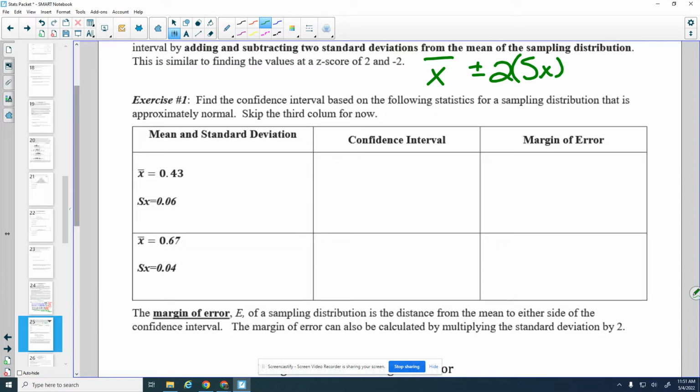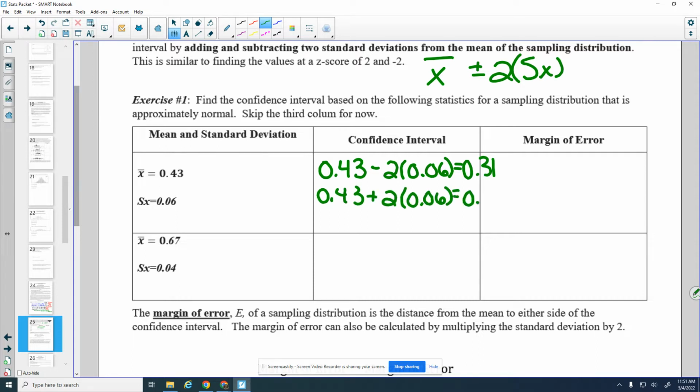So we're going to take the mean and we're going to subtract 2 standard deviations. So 2 times 0.06, and that's going to give me 0.31. And I'm going to take the mean and add 2 standard deviations, and that's going to give me 0.55. So just using those statistical measurements, my confidence interval is 0.31 to 0.55.